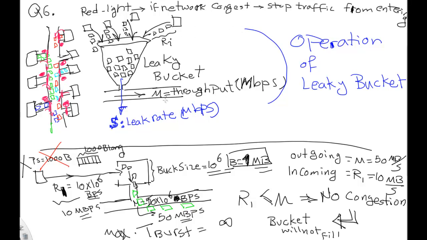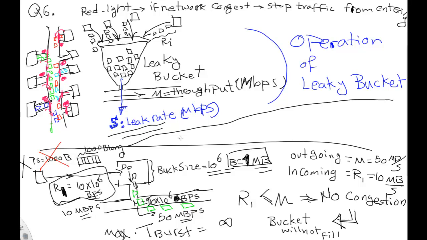Now, if you had looked at this question and considered, instead of the R sub I, the amount that is produced by your computer as the steady rate, so if we had S to be 10 megabytes per second, then you would be able to calculate the burst as being equal to the size of your bucket divided by M minus R.